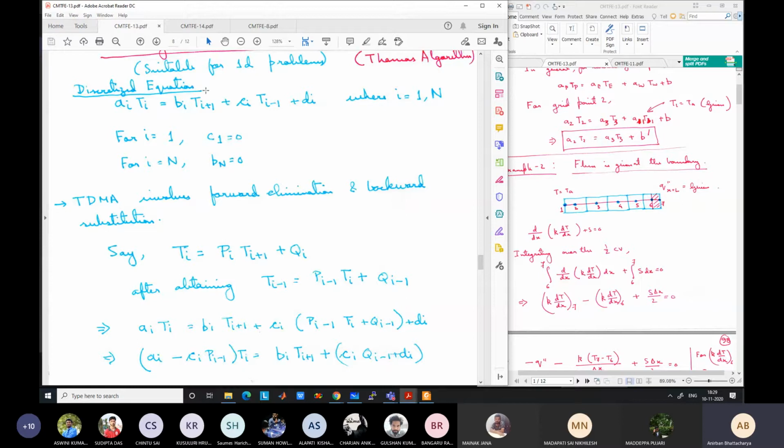Remember that we already have this discretized equation. For any grid point i, we have the discretized equation. What do we mean by we have the discretized equation? We mean that we know the value of Ai, Bi, Ci and Di. What do these values depend on? Can anyone say what Ai, Bi, Ci and Di depend on? These are known values, right? So what does it depend on?